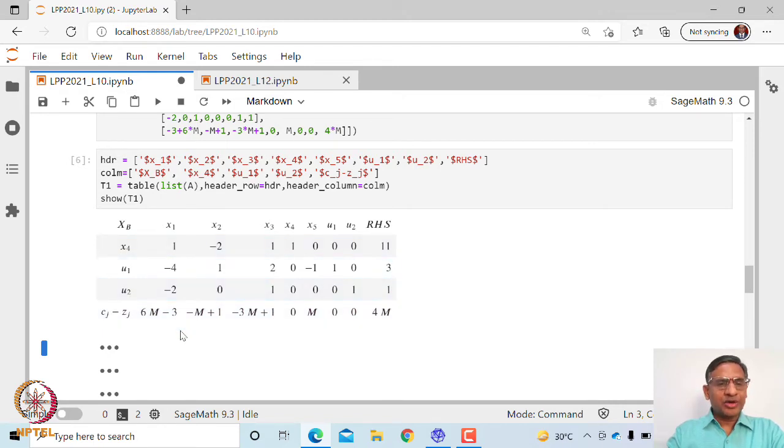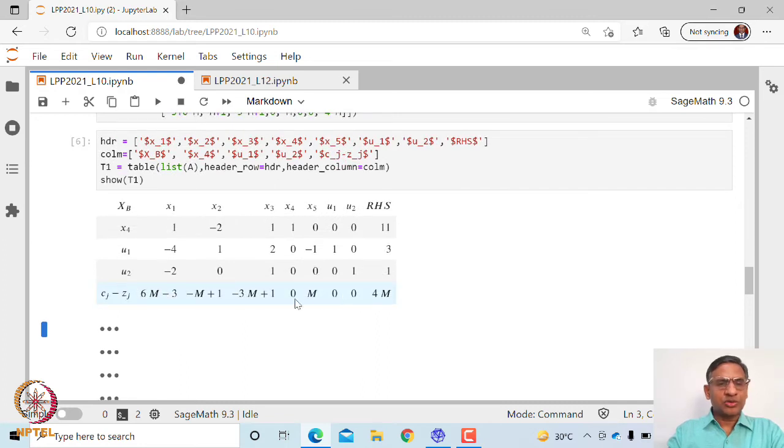Therefore we need to move one of the basic variables to non-basic, and one of the non-basic variables we have to bring to basic. So we will look at the reduced cost coefficient row, the one which is the most negative. In this case, minus 3m plus 1 is most negative. Therefore, x3 will be the incoming variable. Now we will look at the ratio of the right hand side by the positive entry in the incoming column. That ratio is 11 by 1, which is 11, 3 by 2, which is 1.5, 1 by 1, which is 1. Therefore, the minimum is this one, which is with respect to basic variable u2. Therefore u2 will be the outgoing variable and x3 will be the incoming variable.